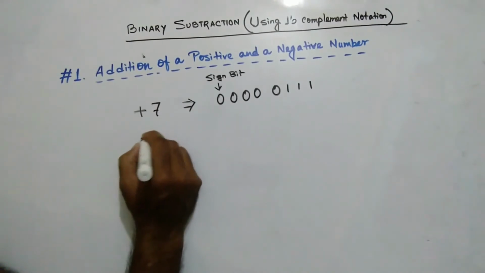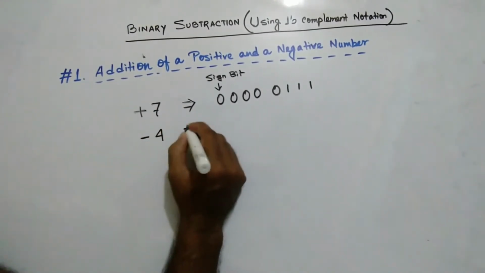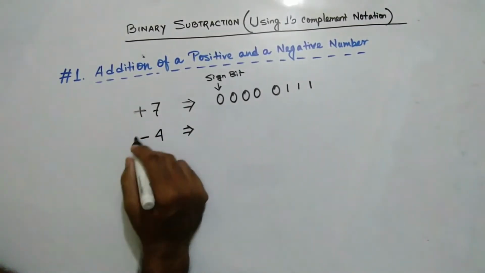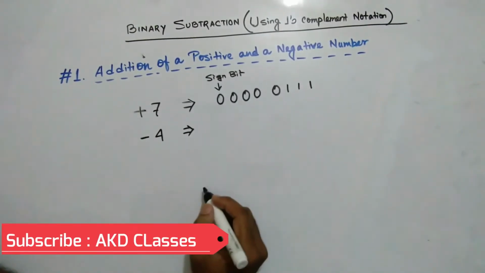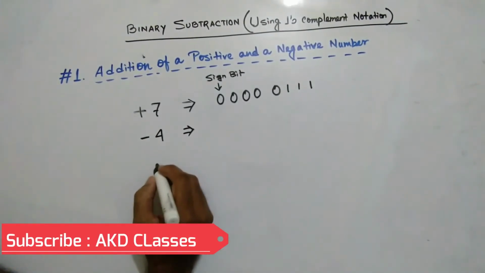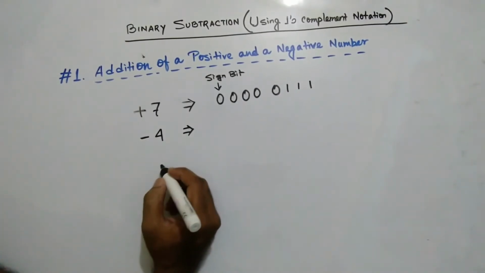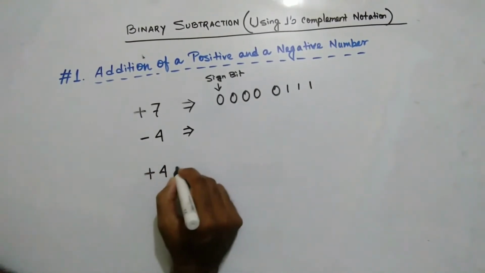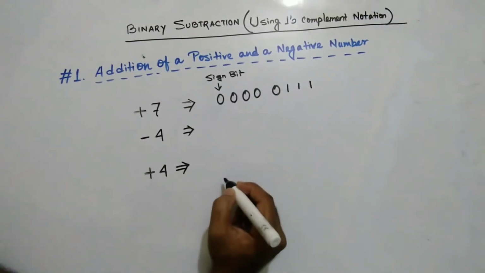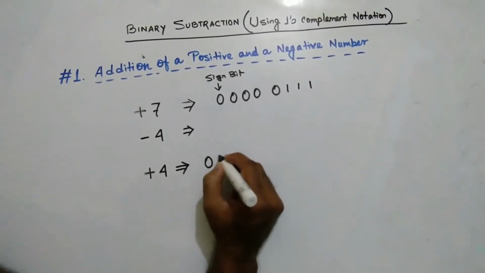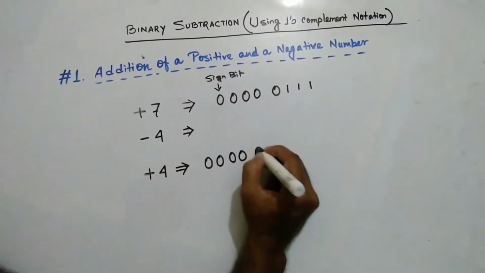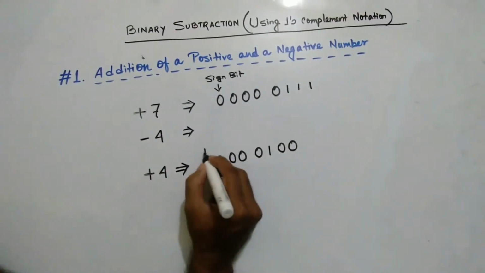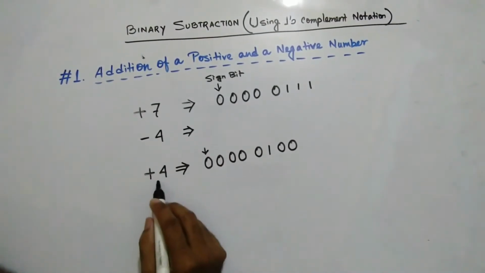The next number, minus 4, is also represented in binary format, but it should be represented in ones complement format. To represent minus 4 in ones complement format, first we have to represent the binary format of plus 4. The binary format of plus 4 is 0 0 0 0 0 1 0 0. This is the binary equivalent of plus 4, and the sign bit indicates that the number is positive.